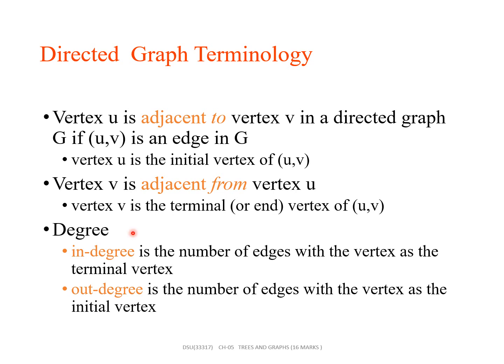Now directed graph terminology. Vertex U is adjacent to vertex V in a directed graph G if (U, V) is an edge in G. The vertex U is the initial vertex of (U, V). The vertex V is adjacent from vertex U. Then vertex V is the terminal or end vertex of (U, V). Now degree: in-degree is the number of edges with the vertex as the terminal vertex and out-degree is the number of edges with the vertex as the initial vertex.